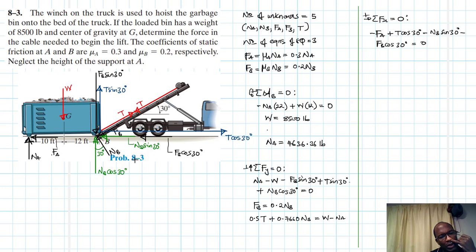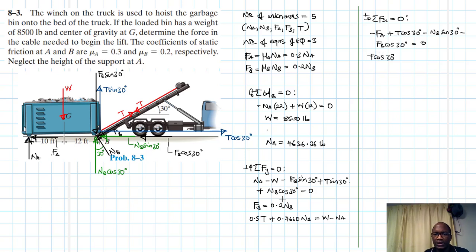So 1, 2, they are negative. Then the others, so it's 1, 2, 3. Okay, so 2 are negative: NB sine and FB cos. Alright, so again we know that we can write this starting with the T. So we'll say T cos 30.